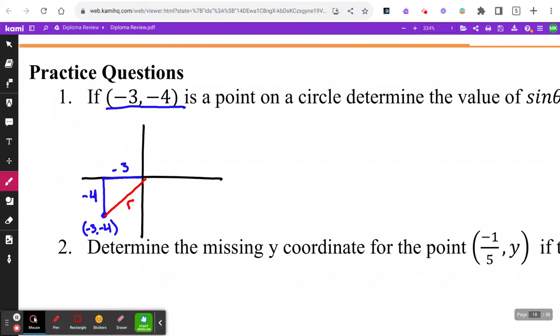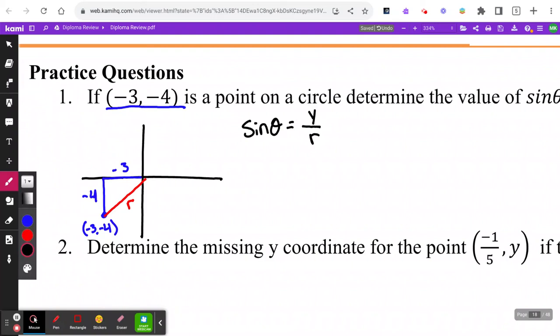Sine of theta. People get this concept that sine means y. It does mean y if you're on the unit circle. If you're on the unit circle, you have a radius of 1. This thing can't possibly have a radius of 1, because the radius is the hypotenuse, which should be the biggest side. So sine is not -4. Sine is opposite, which is y, over r. So you have to find r to be able to figure out what sine theta is.